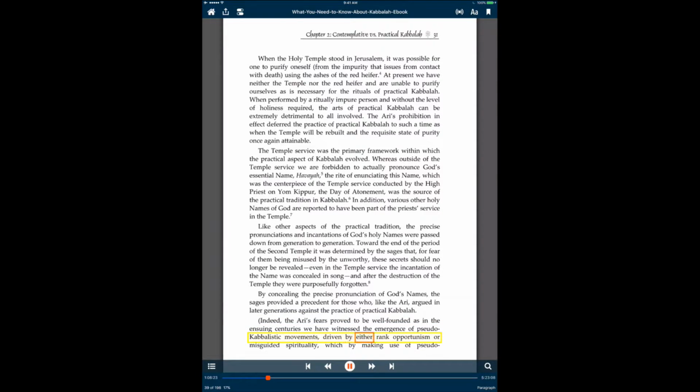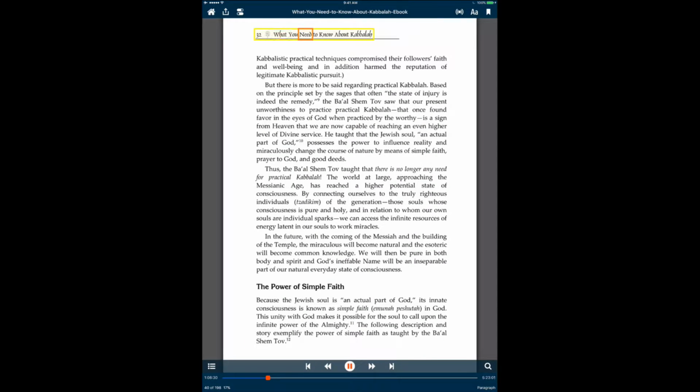movements, driven by either rank opportunism or misguided spirituality, which by making use of pseudo-Kabbalistic practical techniques compromised their followers' faith and well-being, and in addition harmed the reputation of legitimate Kabbalistic pursuit. But there is more to be said regarding practical Kabbalah, based on the principle set by the sages that often the state of injury is indeed the remedy.